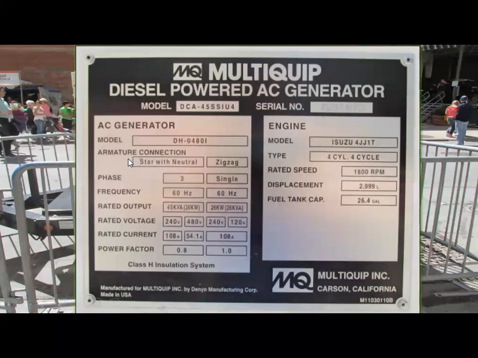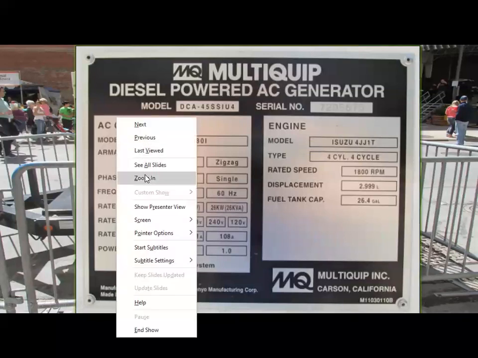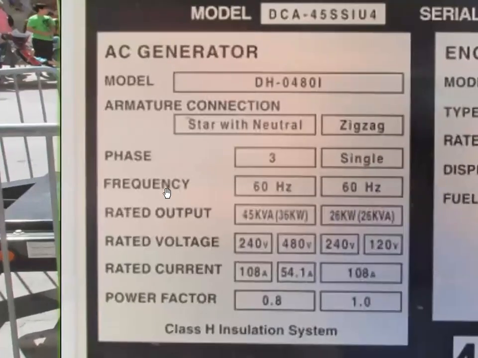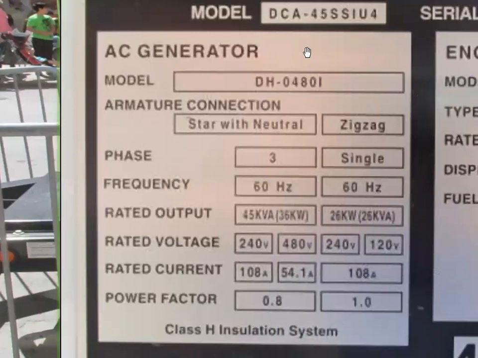But I am going to concentrate on the other side of this information here, the AC generator side. So we're always going to have a model number. And notice that this says star with neutral. And so the manufacturers do have to give us an indication if the system is separately derived or not.